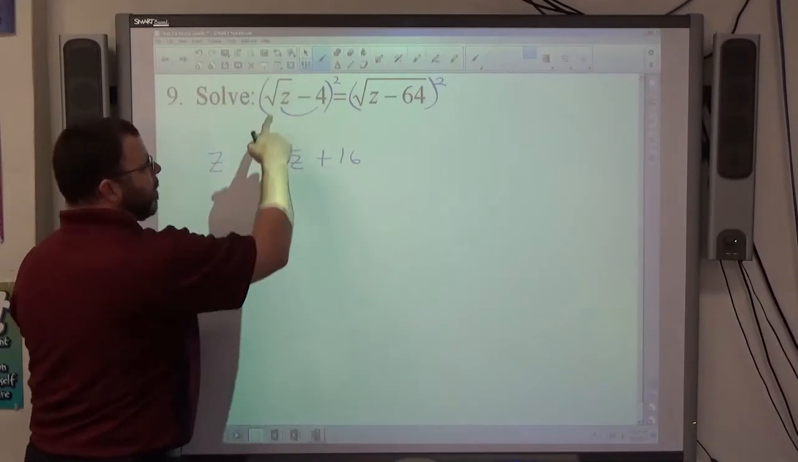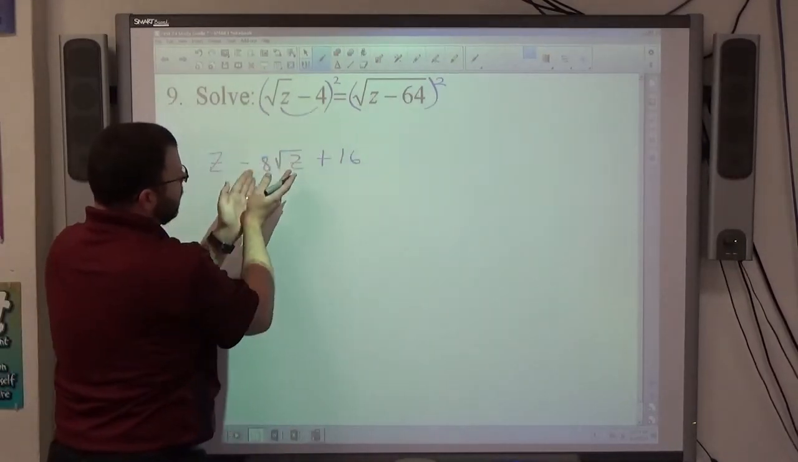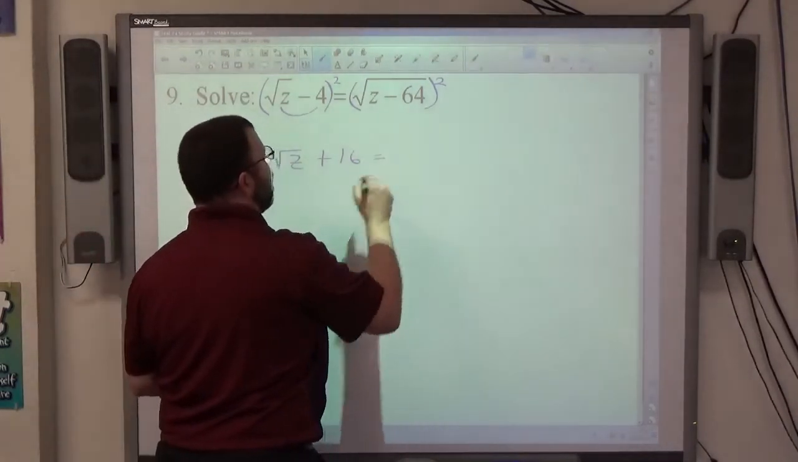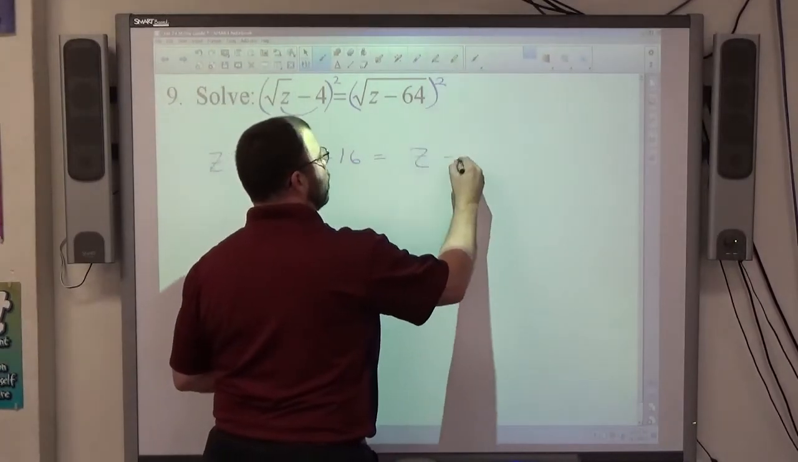The squares are always positive, so positive z, positive 16, and then negative 8 square root of z. On the right-hand side, squaring a radical just gets rid of the radical, so z minus 64 is what we get out of that.